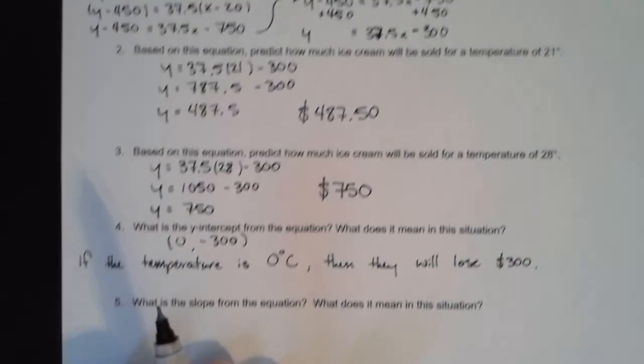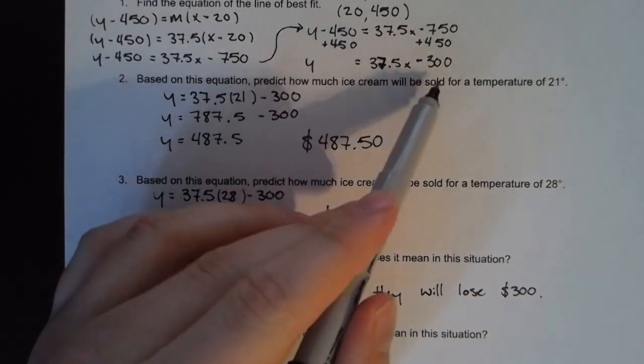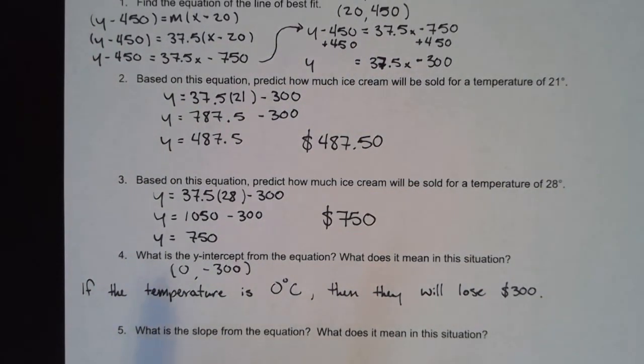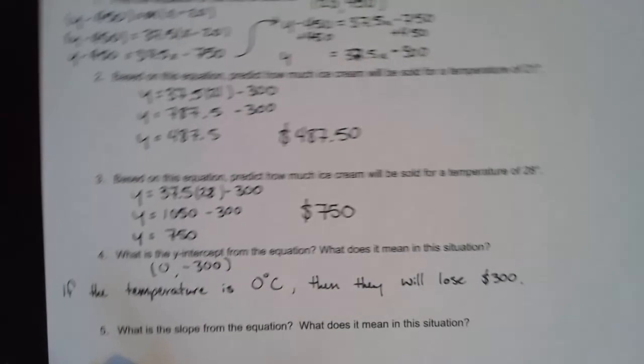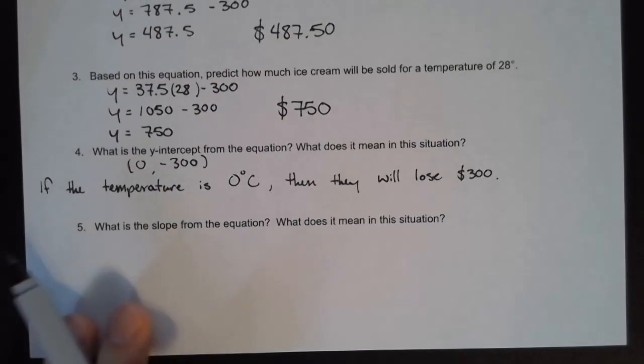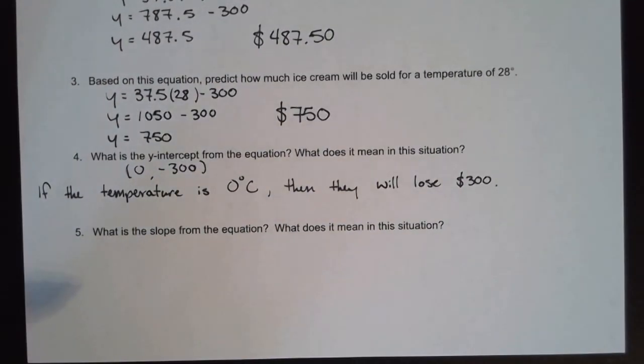You can also find this just by recognizing that the b value at the end of the equation is your y-intercept, and the x is always going to be 0 for the y-intercept because it's on the y-axis. So this is the y-intercept here, 0, comma, negative 300. And what does it mean in this situation? That means if the temperature is 0 degrees Celsius, x is 0, then they will lose $300. So the sales is negative 300, meaning they're losing $300.